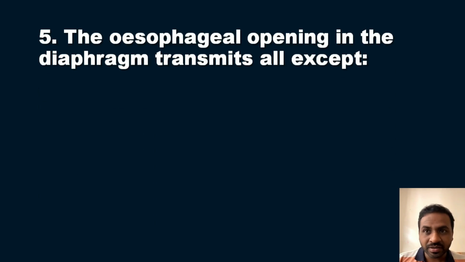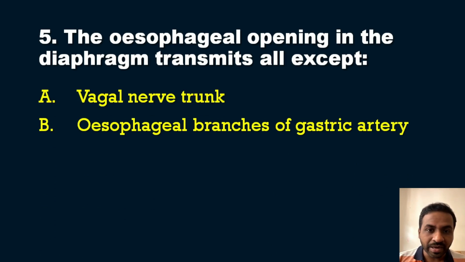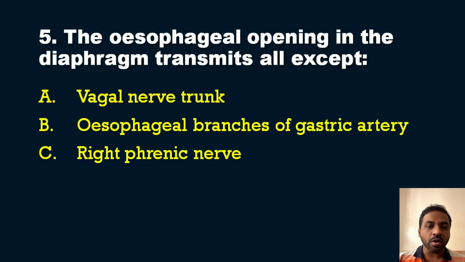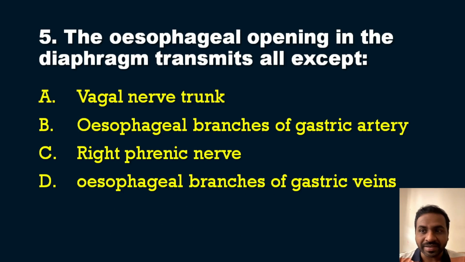So moving on to the next question, that is the 5th question, and this is a very important question. The question is, the esophageal opening in the diaphragm transmits all except. You know that there is an opening in the diaphragm through which the esophagus passes, that is the hiatal opening. Through that opening, which all structures are passing, that you should understand. The options for you are, first one is the vagal nerve trunk, option B, esophageal branches of gastric artery, option C, right phrenic nerve, and option D, esophageal branches of gastric veins.